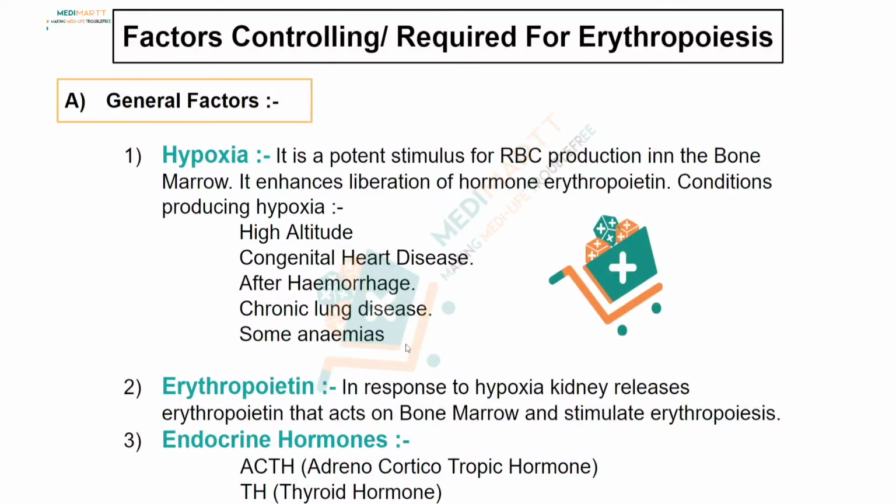Now moving on to erythropoietin. In response to hypoxia, the kidney releases erythropoietin. When you feel a decrease in the oxygen level, your kidney detects it and releases erythropoietin, which acts on the bone marrow and stimulates erythropoiesis, meaning the formation of the mature red blood cell. Endocrine hormones are also general factors, like adrenocorticotropic hormone and thyroid hormone. So these are some general factors for erythropoiesis.